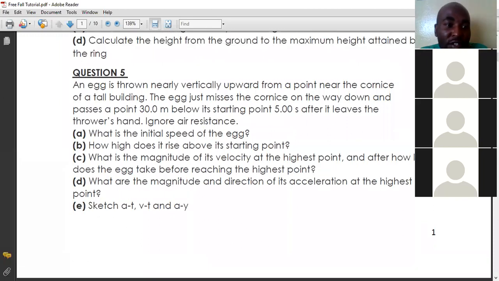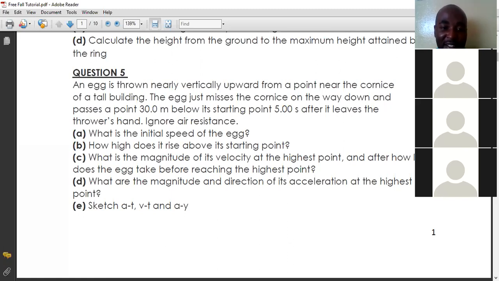So that's how it is. So the next question. An egg is thrown nearly vertically upwards from a point near the cornice of a tall building. The egg just misses the cornice on its way down and passes a point 30 meters below its starting point 5 seconds after it leaves the thrower's hand.